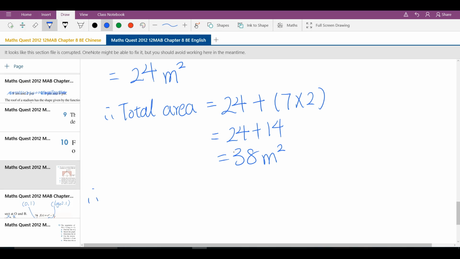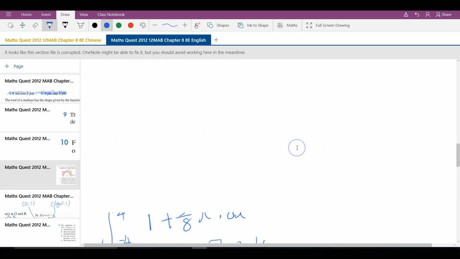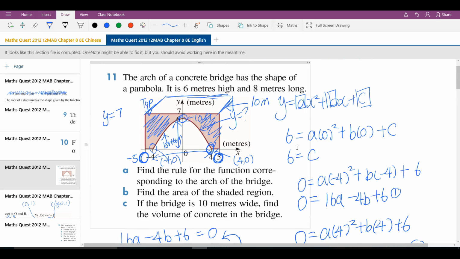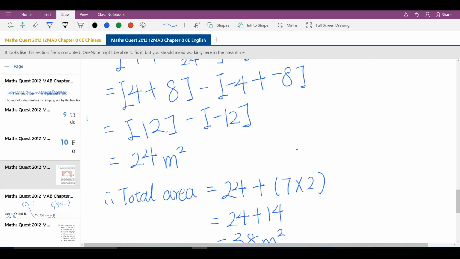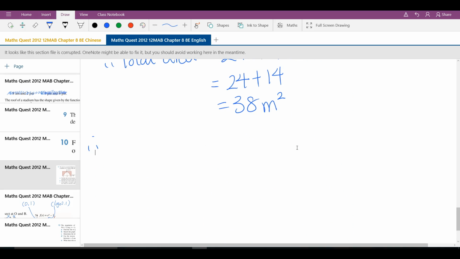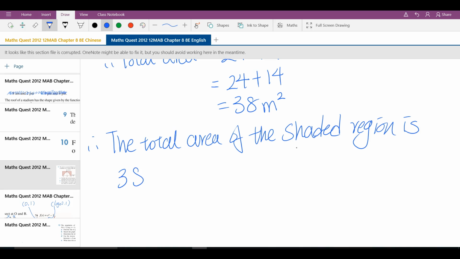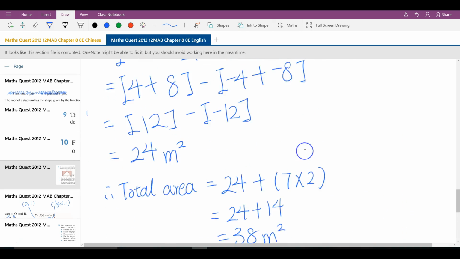So therefore, what's the question again? Find the area of the shaded region. Okay. Therefore, the total area of the shaded region is 38 meters squared. That's it. Perfect. Loving it. Okie dokie.